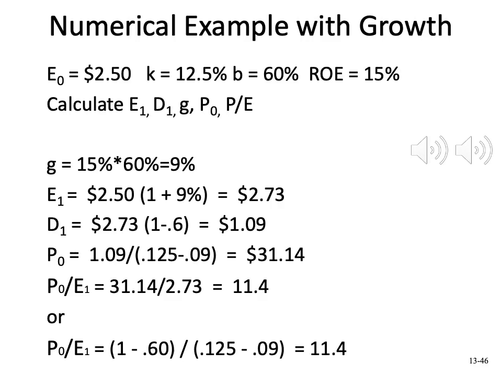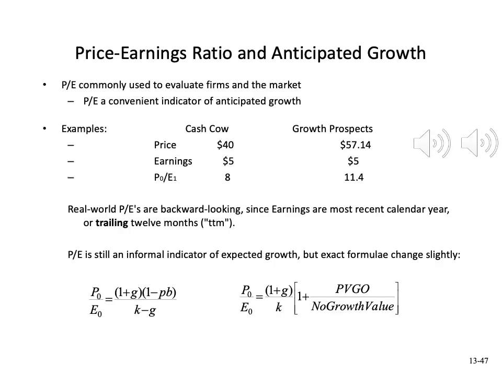Or we can use our previous formula to calculate the PE ratio. The P/E ratio can also be calculated as 1 minus the plowback ratio divided by K minus G, which is also 11.4 times. The P/E ratio is commonly used to evaluate companies and the market.